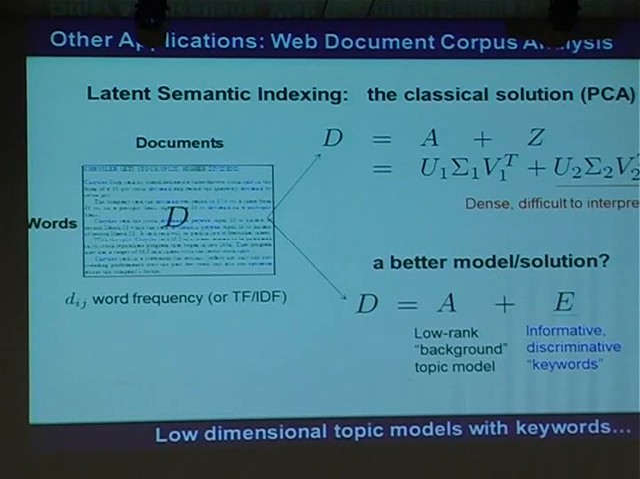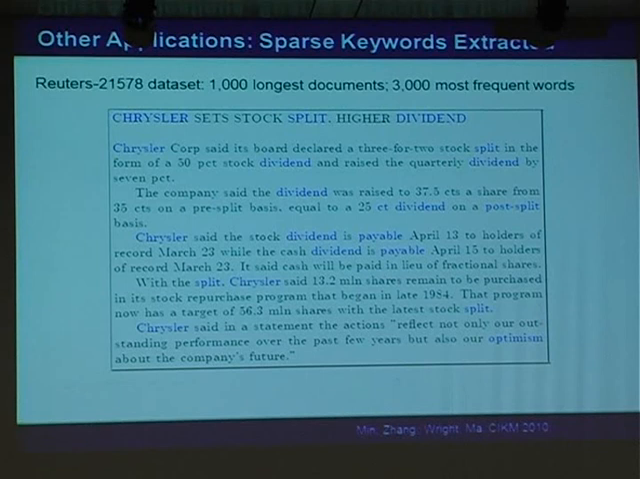And the sparse part actually here is no longer errors. They're actually information about every single document. It's the keywords, right? Chrysler, split, dividend, optimism, right? So this algorithm does it automatically. It doesn't even know what the title is, but those words all pop out among all the financial news in that big batch of articles.